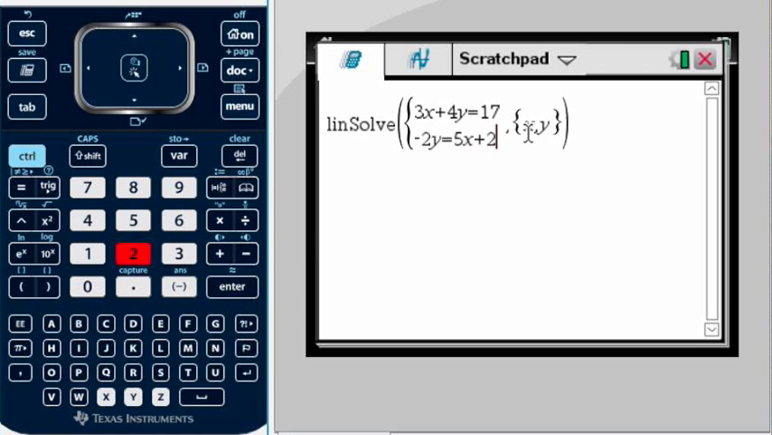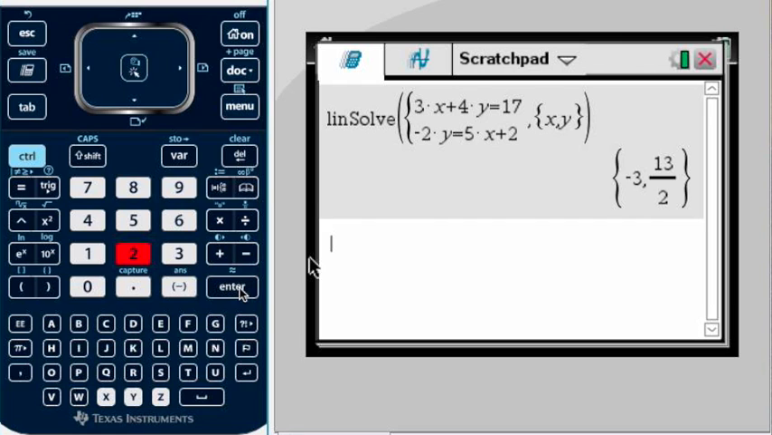Now, what you see right here are the 2 variables that we are using, x and y. And this means the order in which the answer will be given to you. So once you have put in both of your equations, you just press enter. And what you see right here is negative 3, 13 over 2. This is my solution. The first one is going to be x. My second one is going to be y.